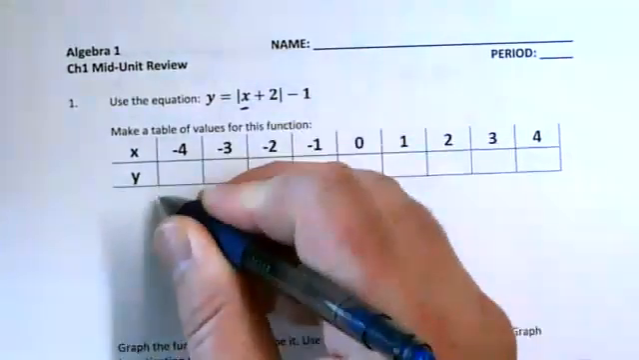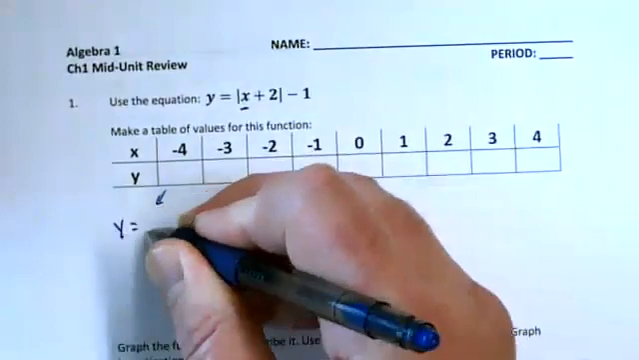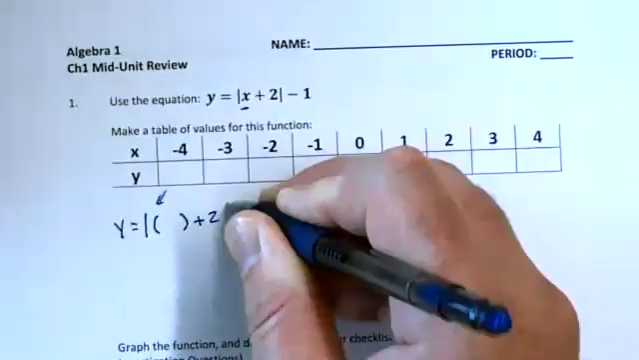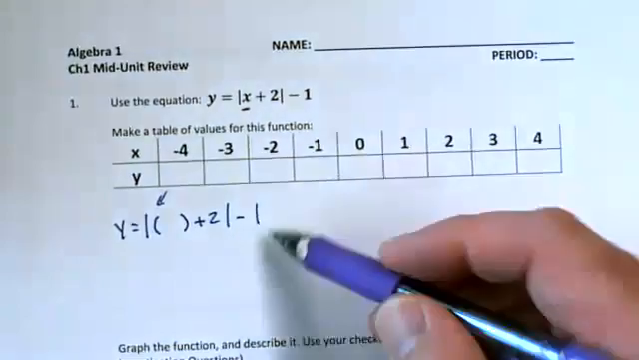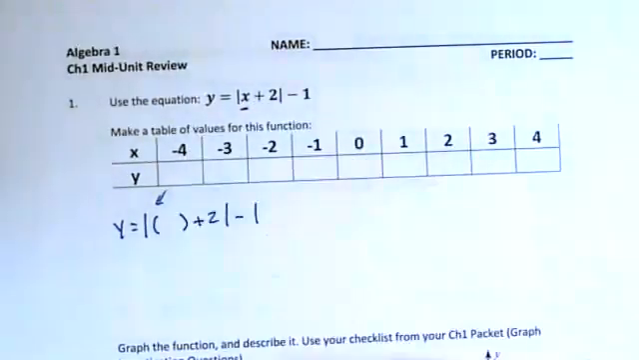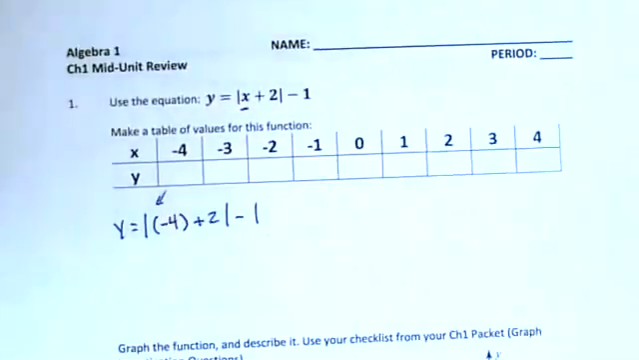So for this first one, I'm going to go ahead and write out y equals the absolute value of x. Now I'm leaving out my x and just putting a blank parenthesis in its place. So that's the same as my original equation. I left out my x. I'm going to replace it. I'm going to substitute this -4 in its place. And then I'll work out what that is.